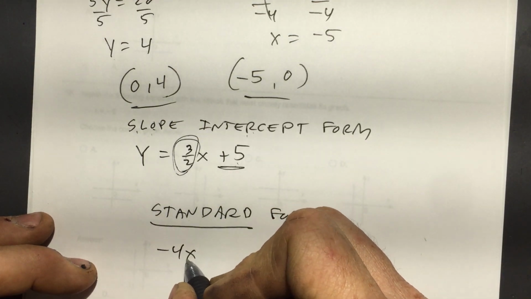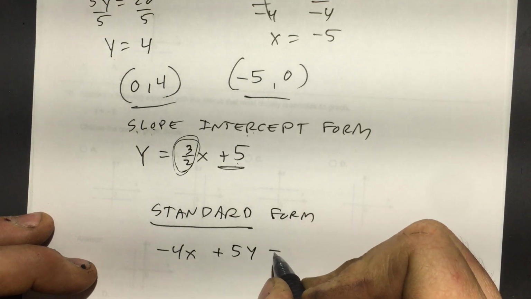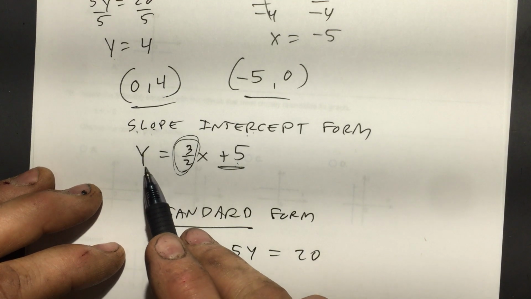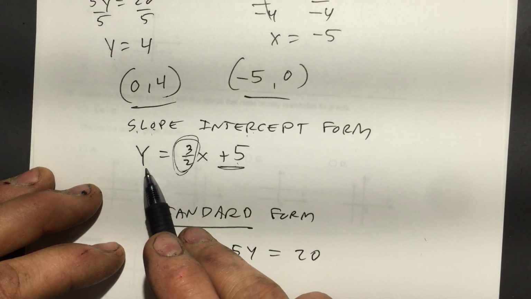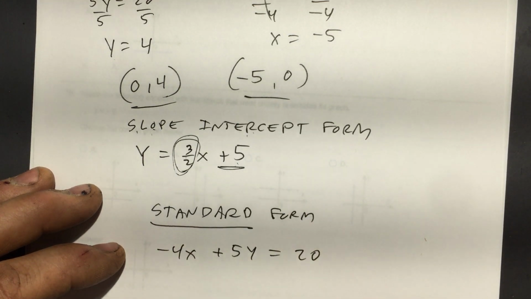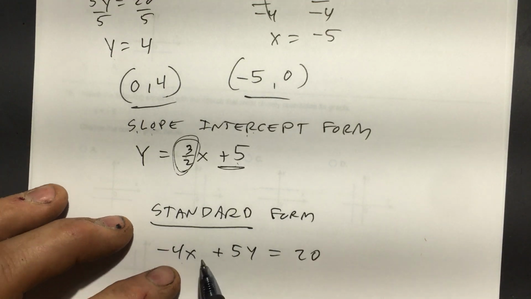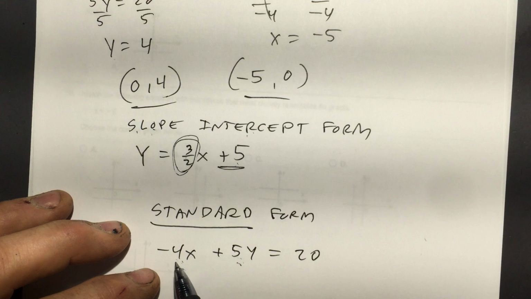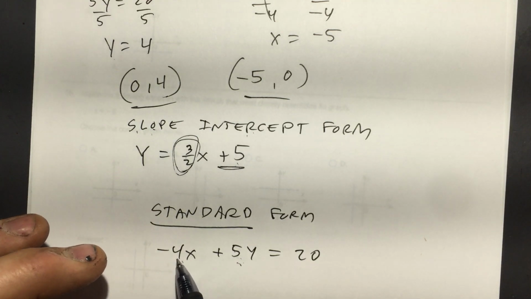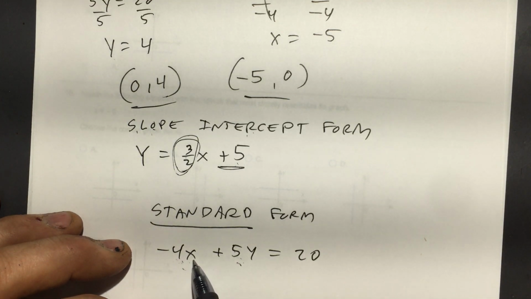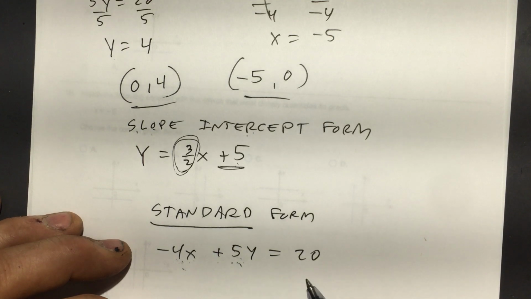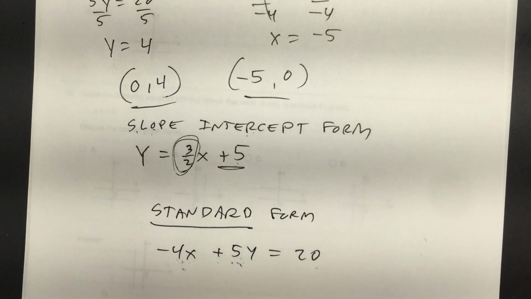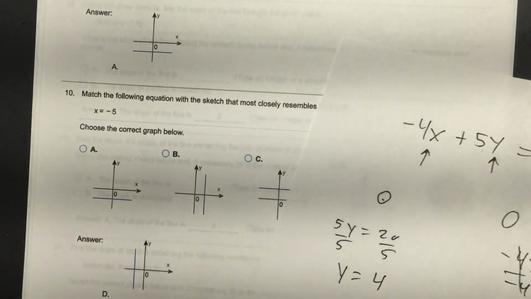Which it was this right here, negative 4x plus 5y equals 20. So notice the difference here. This slope-intercept form, you got y all by itself, y equals all this over here. Standard form, you got your x's and y's over here, and you got numbers times them. So you got these coefficients. So negative 4 times x plus 5 times y, and it equals a plain number over here. That's called standard form, which is the one we just did.